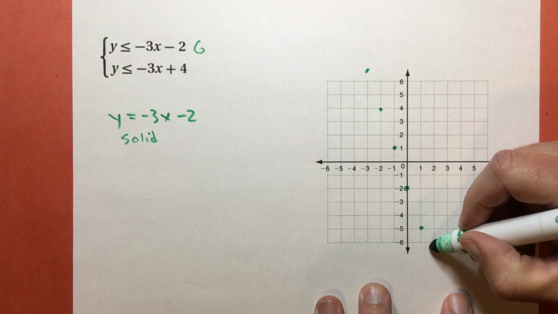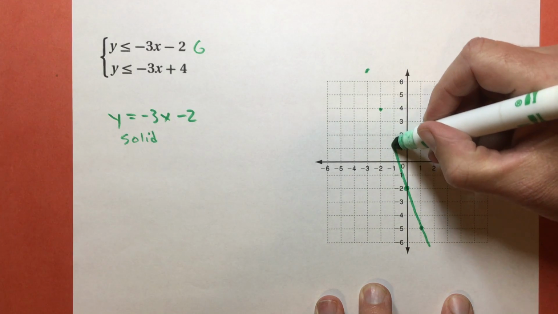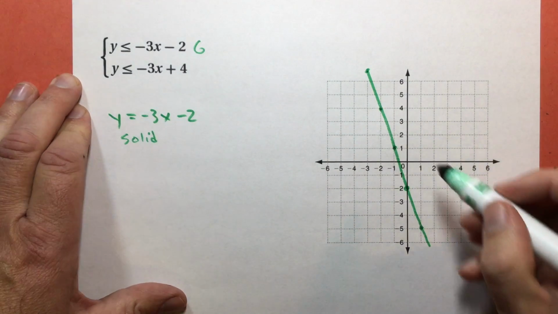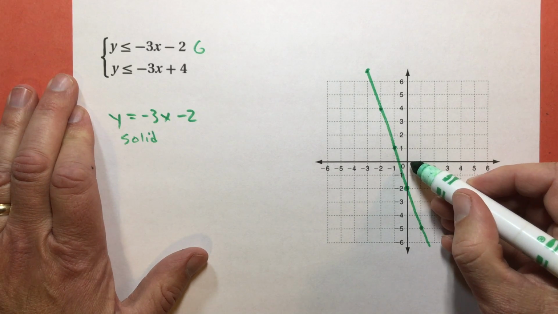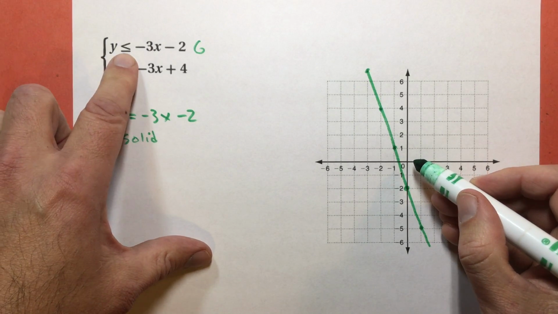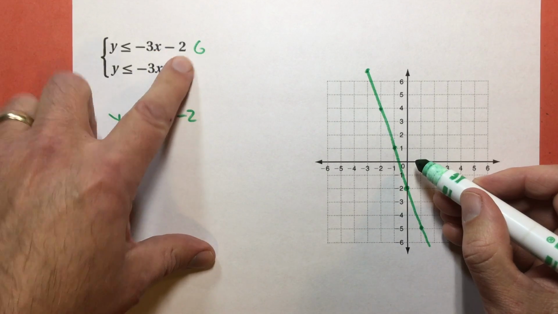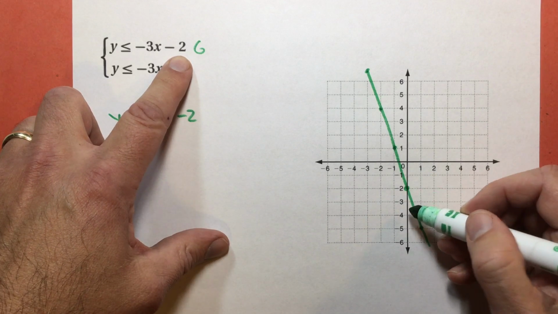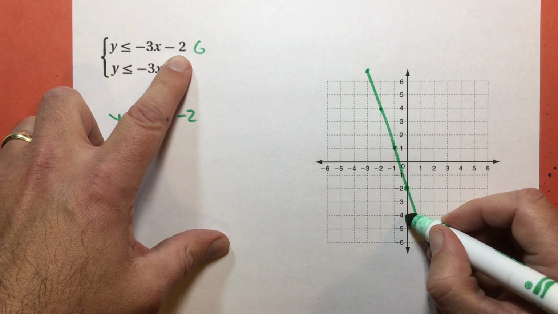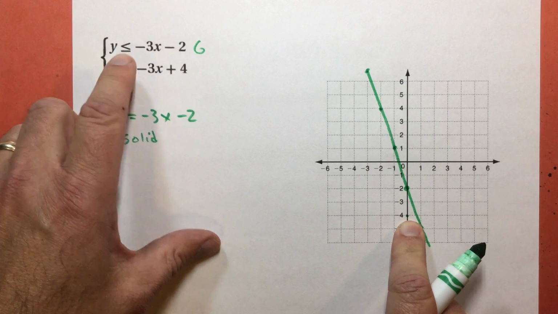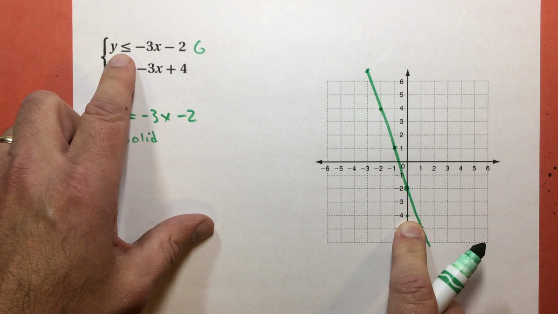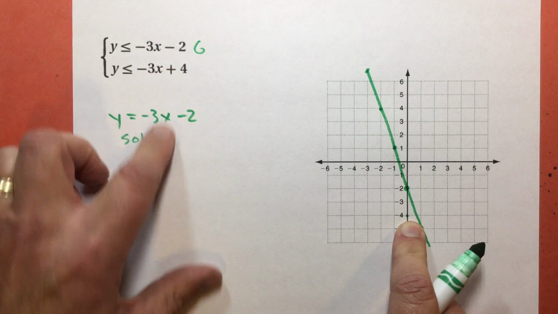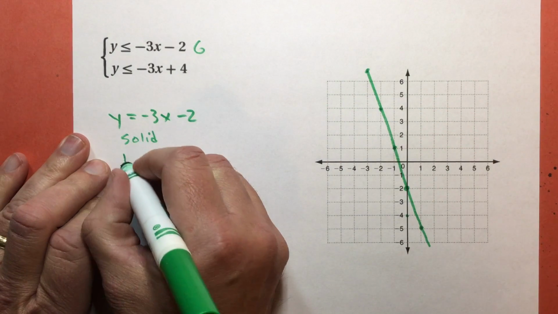So let me draw my solid line here. And I can pick some points. Again, 0, 0 is nice. Is 0 less than negative 3 times 0 subtract 2? Is 0 less than negative 2? No, it is not. So let's go on the other side. Let's try 0, negative 4. Is negative 4 less than negative 2? Yes, it is. So I'm going to shade below.